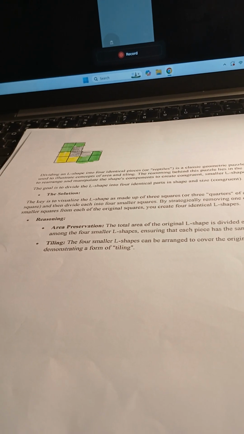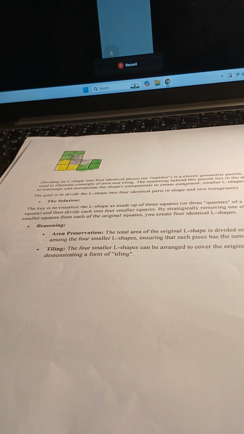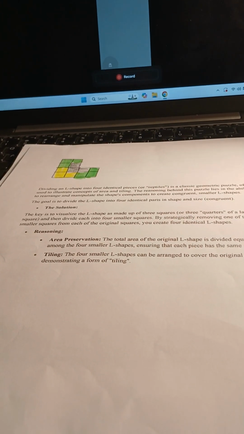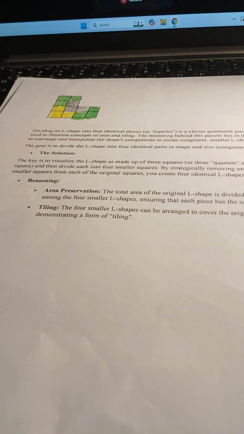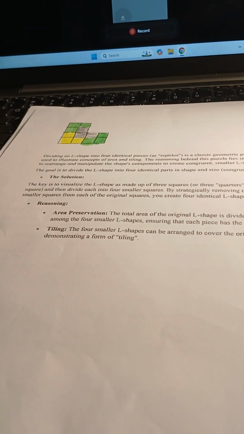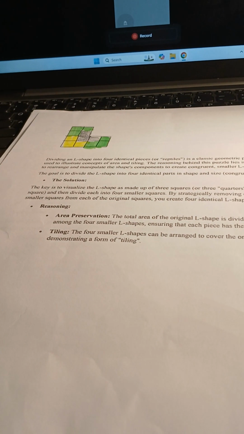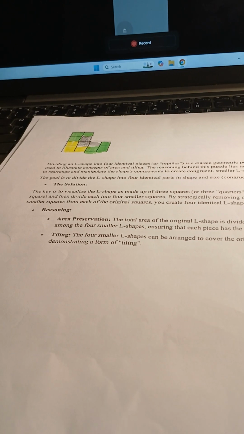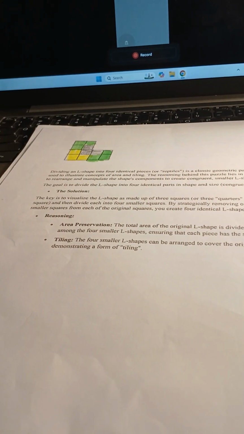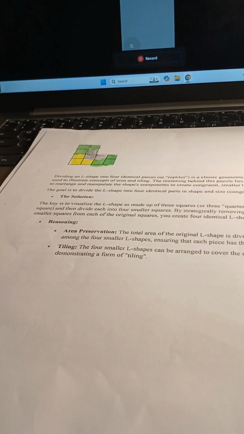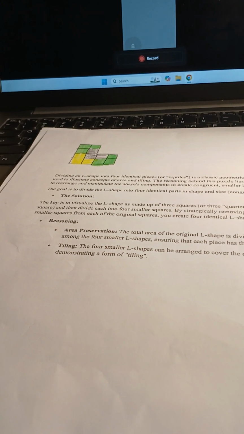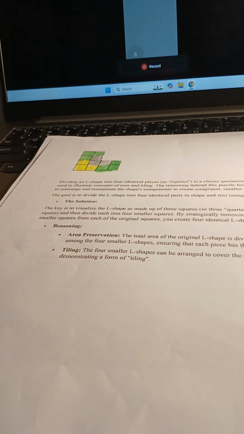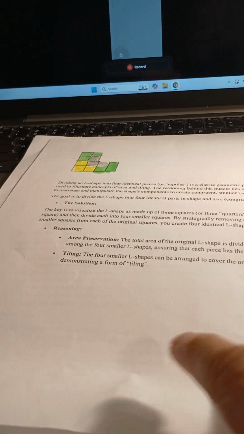dividing the three squares first of all, and then making them into smaller squares, and then removing the squares to create the shapes. The reasoning behind it was that the area of representation was the total area of the original L shape, equally divided into four smaller shapes, ensuring that each space has the same area. This is also where tiling comes in. The four smaller L shapes can be arranged to cover the original L shape, determining the form of tiling.